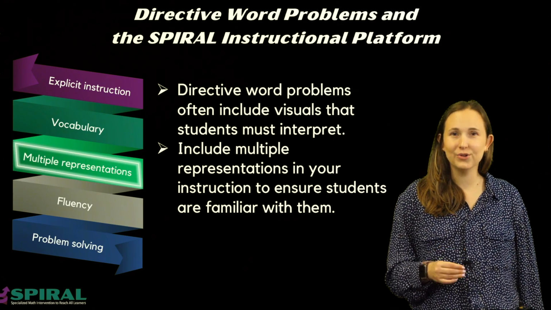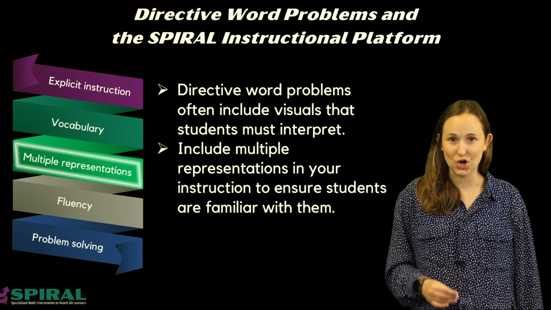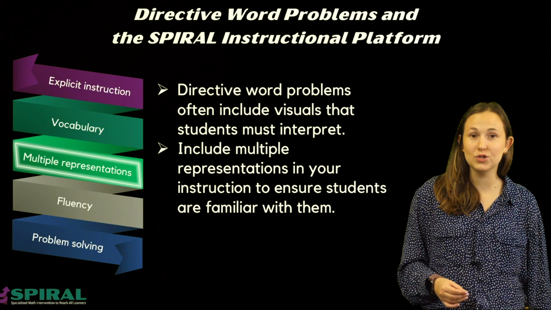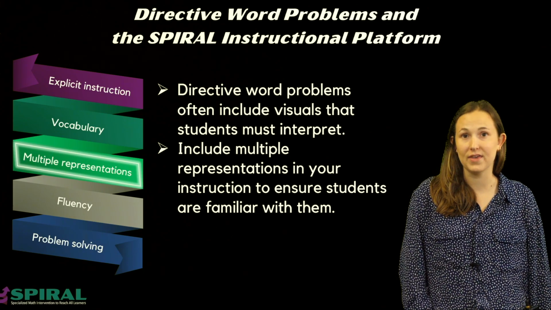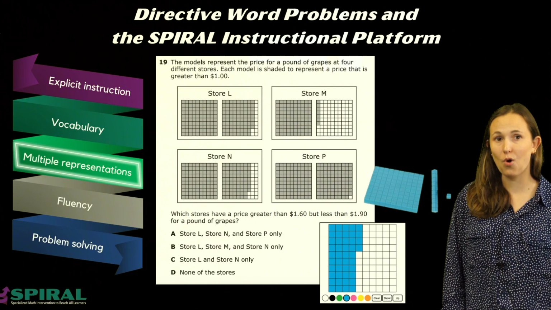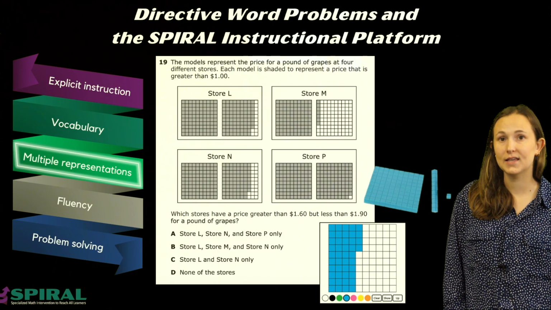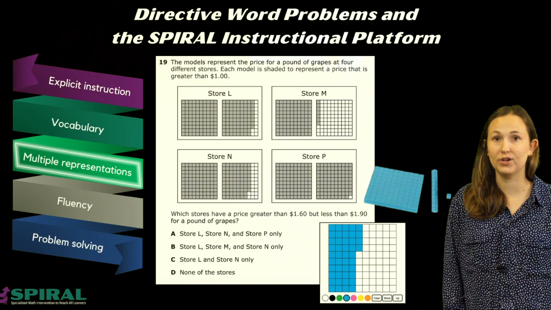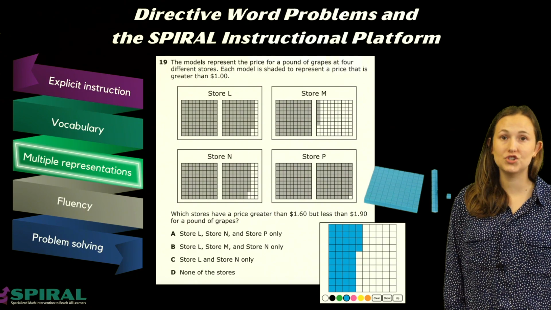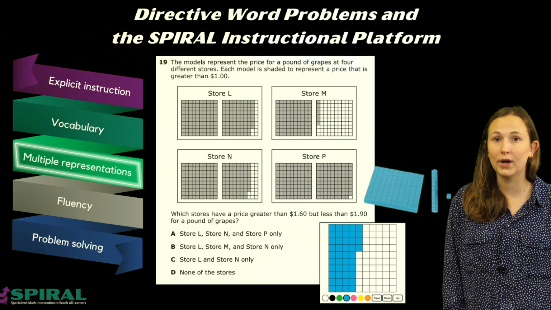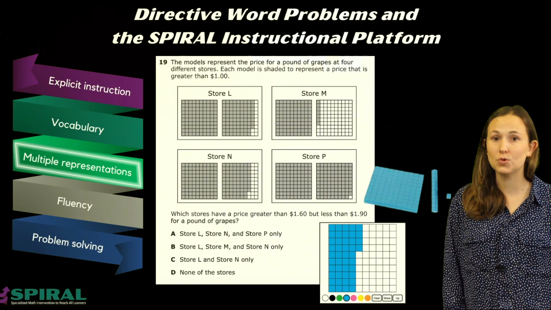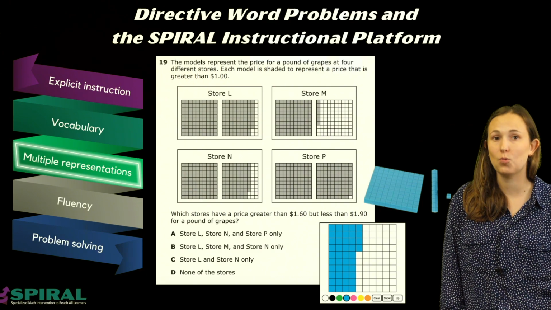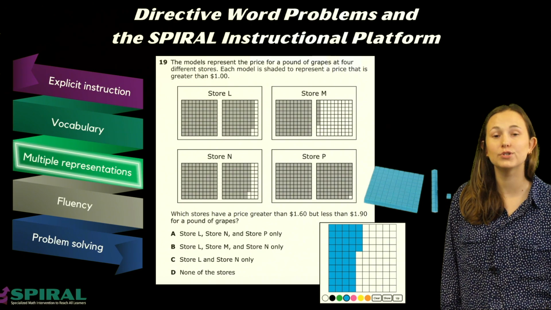Directive word problems often include visuals that students must interpret. So make sure that you're including multiple representations in your instruction to ensure that students are familiar with them. Here's one example. This directive word problem says, the models represent the price for a pound of grapes at 4 different stores. Each model is shaded to represent a price that is greater than $1. Which stores have a price greater than $1.60 but less than $1.90 for a pound of grapes?